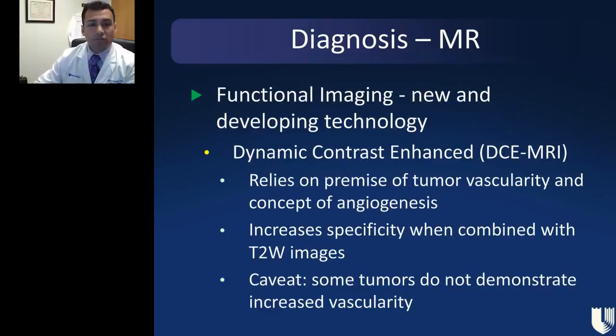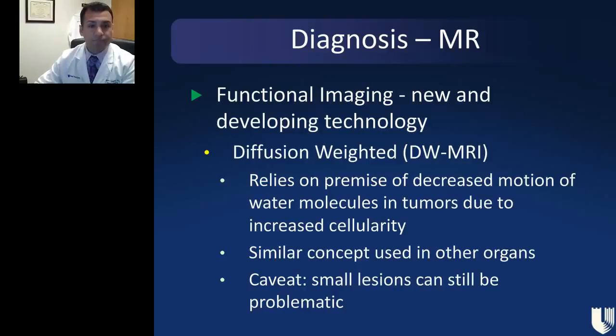In regards to functional imaging, I'd like to focus on 3 different types of functional imaging today, the first of which is dynamic contrast enhanced MRI. The concept of dynamic contrast enhanced MRI is that we rely on the concept of angiogenesis and tumor vascularity to help us determine what is a suspicious lesion. And this increases specificity when combined with the high quality anatomic T2 weighted images. The caveat is that some of these tumors will not demonstrate increased vascularity, so we can't use dynamic contrast enhanced MRI or DCE MRI in isolation.